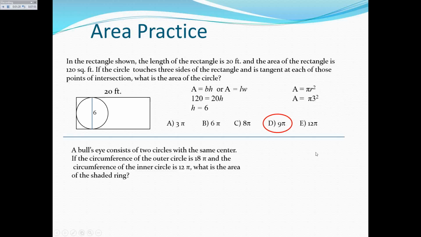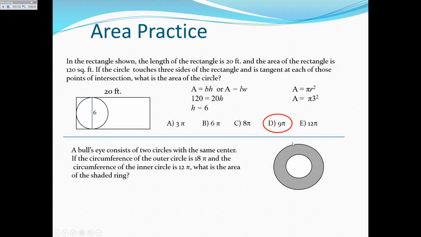Here's another one. A bullseye consists of 2 circles with the same center. If the circumference of the outer circle is 18 pi and the circumference of the inner circle is 12 pi, what's the area of the shaded ring? Well, let's look at this. We've got a bullseye. We have 2 circles with the same center right in here. The circumference of the outer circle is 18 pi.